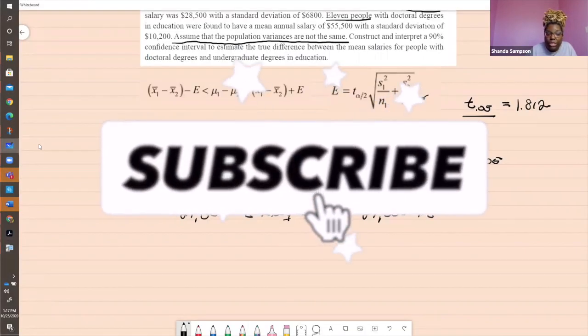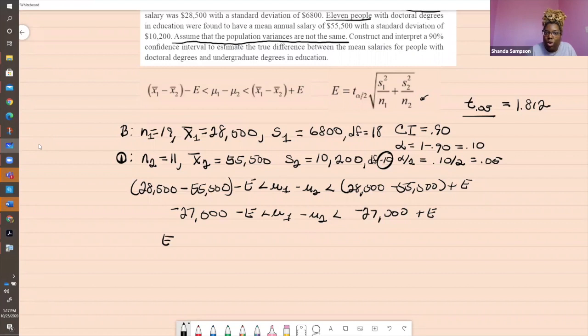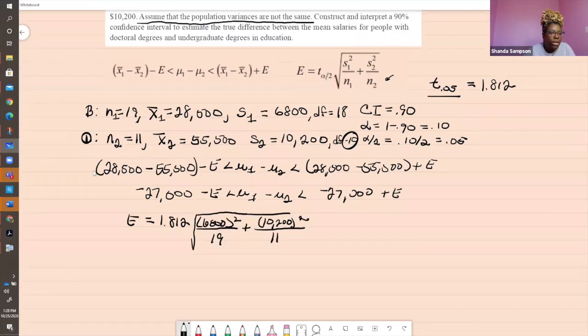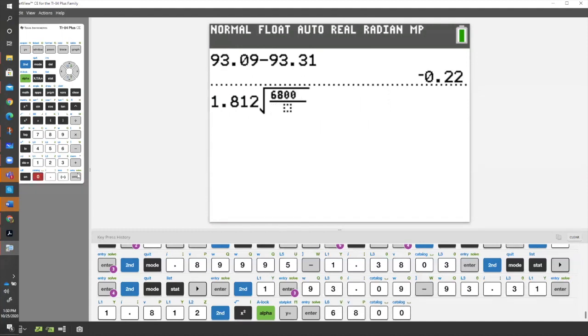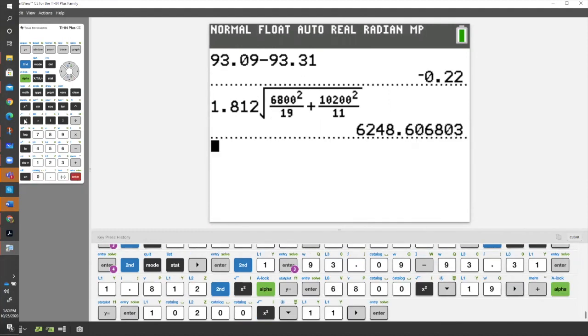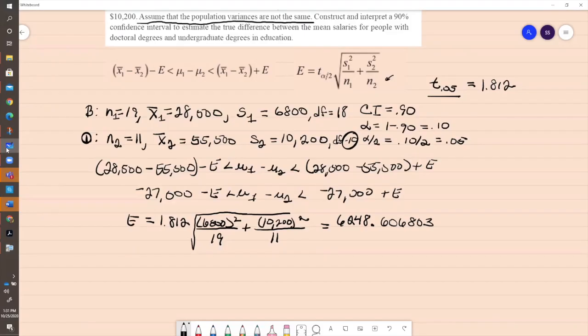And remember, this one is exactly like the last one, only the T alpha was a Z alpha, and the standard deviation of the sample was the standard deviation of the population. The error equals 1.812 times the square root. Let's pop this in our calculator. I'm going to use the fraction bar, but make sure you know how to put this in. 6,800 squared over 19. So that's your margin of error.